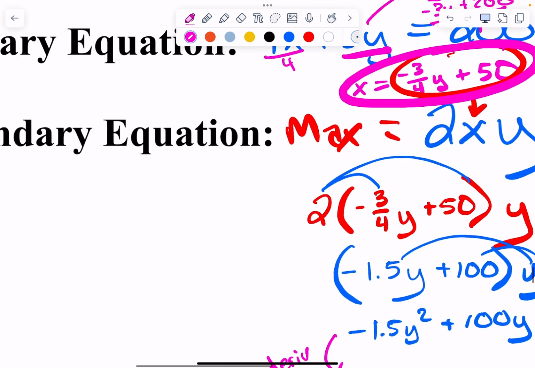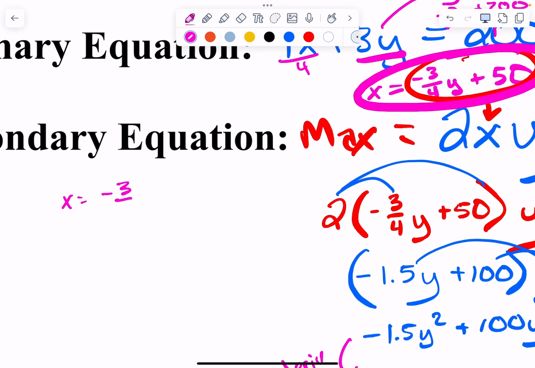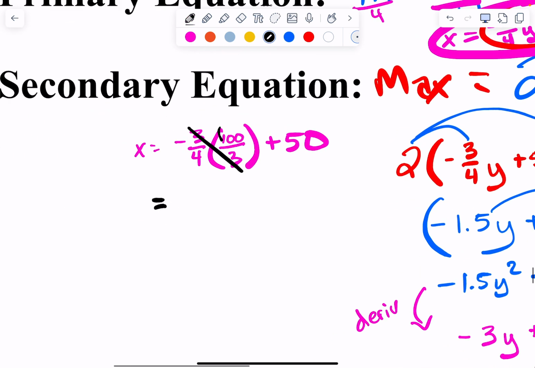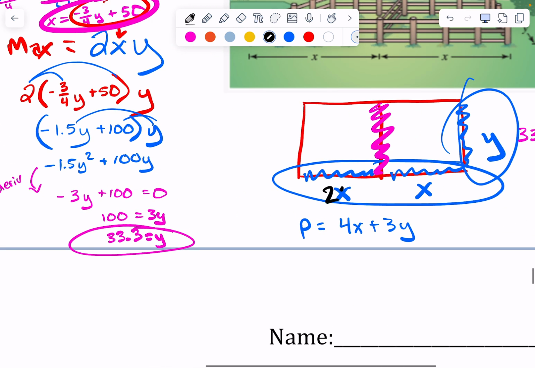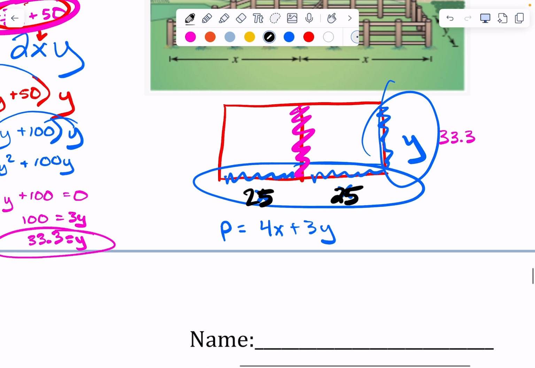x is this guy. So I have x equals negative 3/4 times, I'm going to switch to 100/3, actually. 33.3 is 100/3. That's what y was, right? Because, look at this. What's 100 divided by 4? 25. So negative 25 plus 50. x is 25. Now, if we would have used 33.3, we would have gotten like 25.1 or 24.9 or something like that. We wouldn't have got the exact answer because we rounded the thirds. But whatever. So our x dimension is 25, but our y dimension is 33.3.